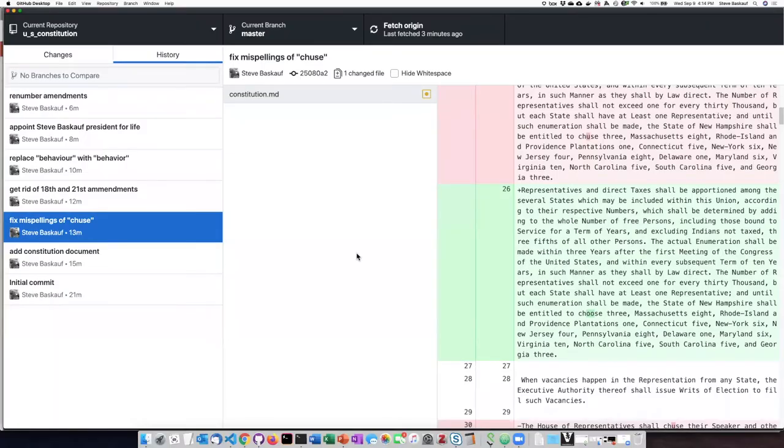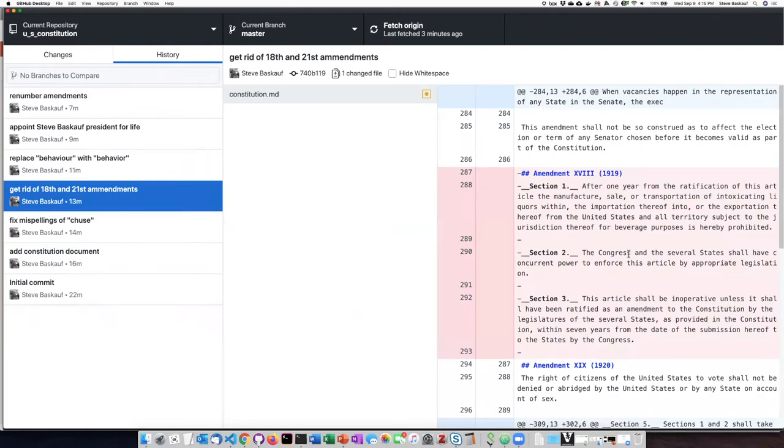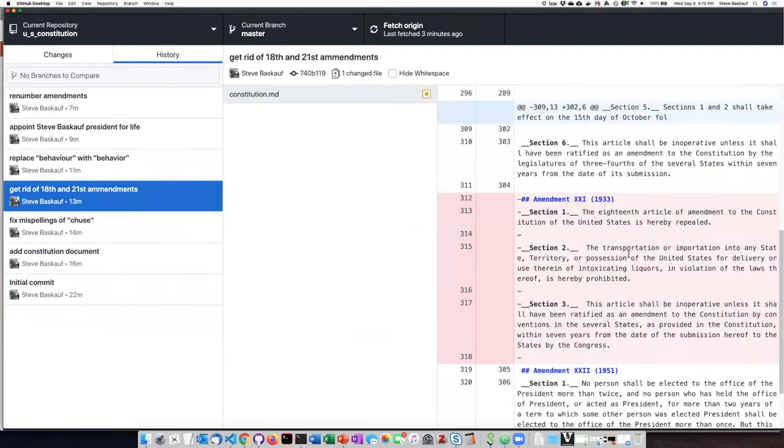I don't know if any of you have taken a look at the US Constitution recently, but boy, that thing is a mess. So I decided to take it upon myself to fix it a little bit. So one thing is there are some misspellings in there, like spelling choose, C-U-S-E, so I fixed that. Also, there's like a real need for some serious editing here.